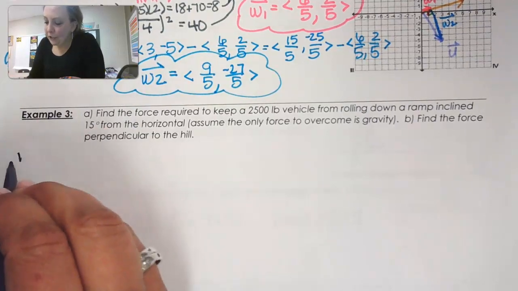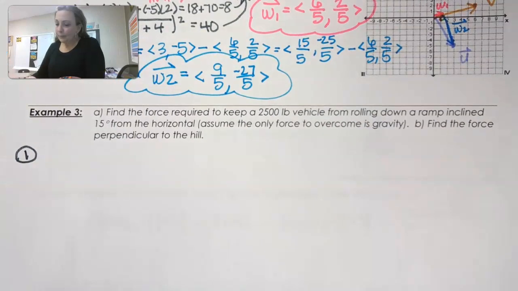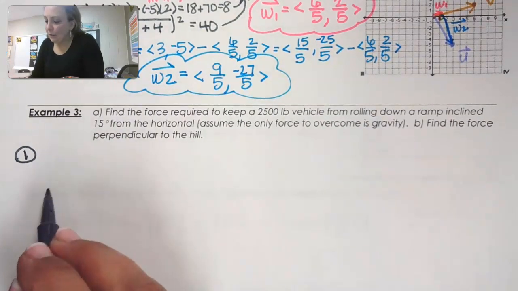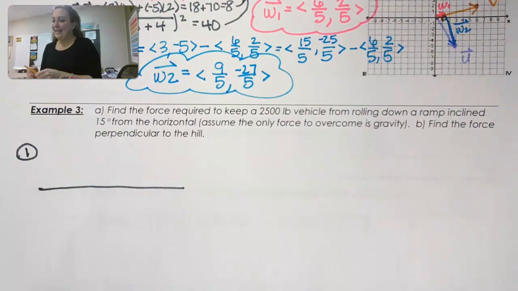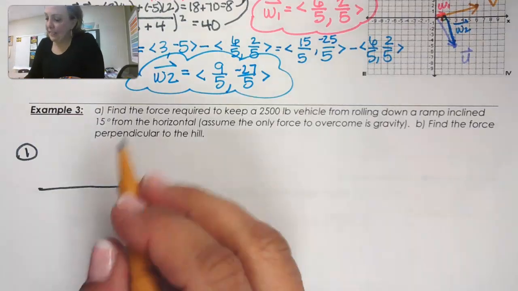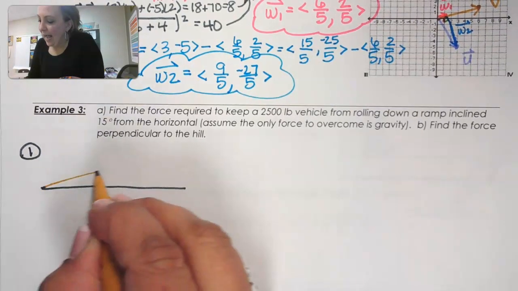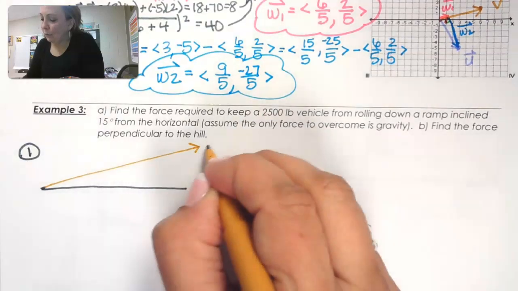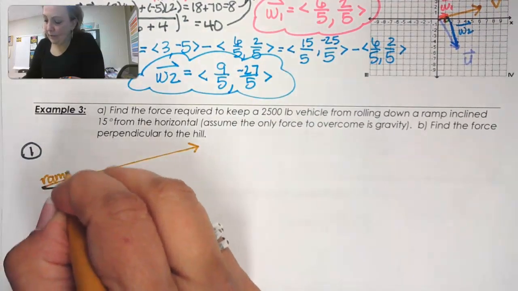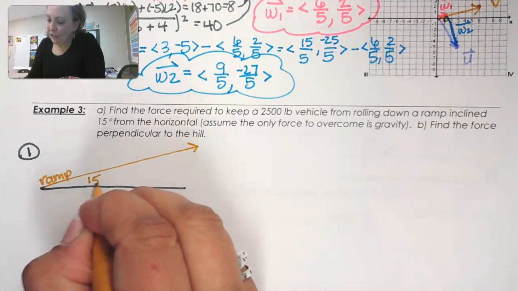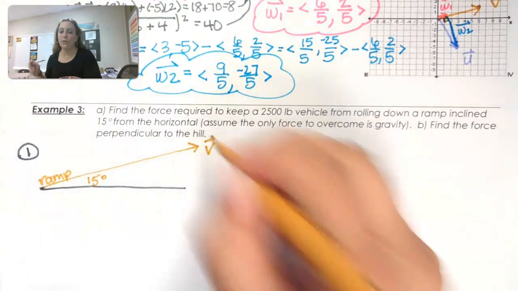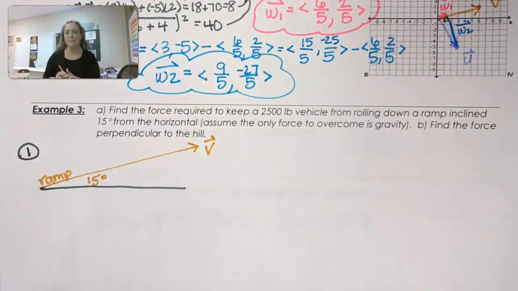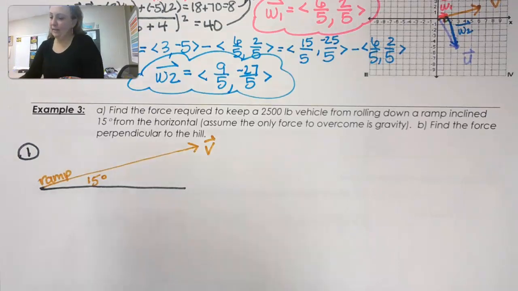A picture is going to be pretty important. Because it's inclined from a horizontal, I'm just going to draw a random horizontal line. And now I'm going to draw the ramp that's 15 degrees from the horizontal. I honestly don't care how long this ramp is. We'll talk about why in a little bit. I just care that this is 15 degrees. And again, I'm suggesting that we call the ramp vector V. So we have this ramp, and on this ramp there's a vehicle sitting.